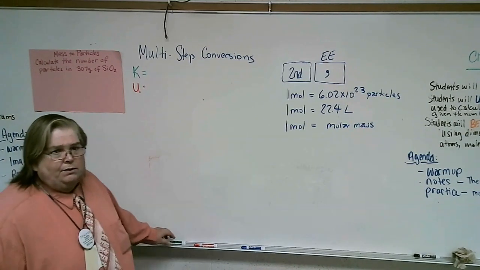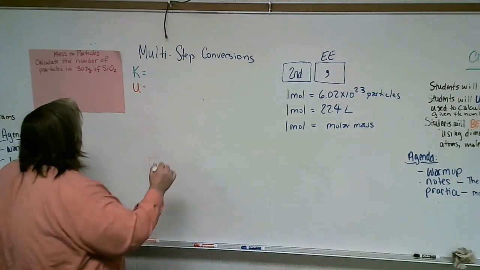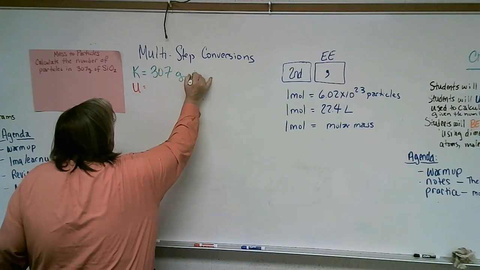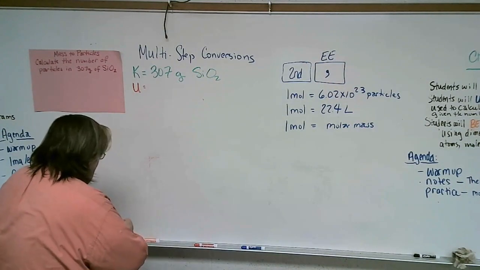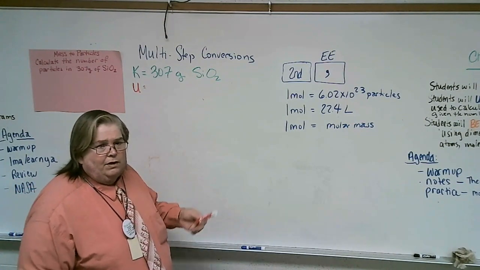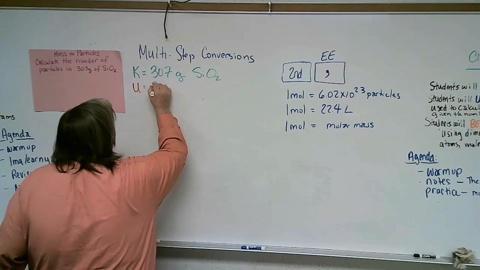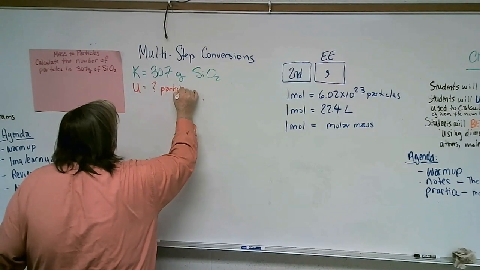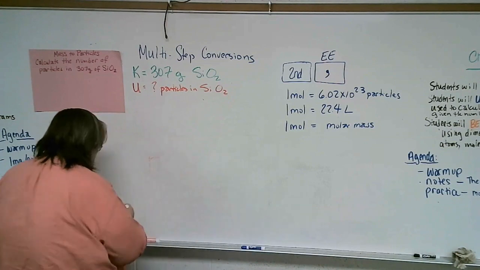So the first thing we need to do is write down our given. Our given is 307 grams of silicon dioxide. Our next step is to write down what we're looking for. Well, we are looking for particles in silicon dioxide.